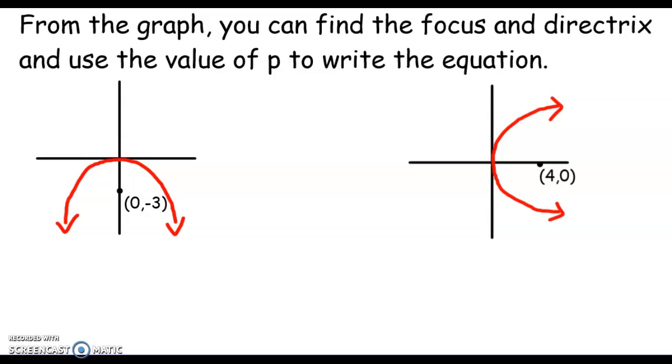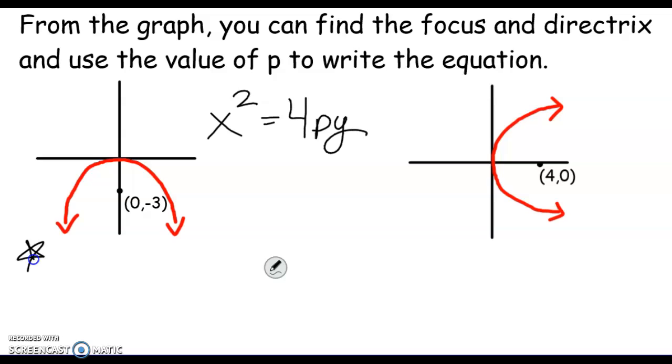For these exercises, it says, from the graph, you can find the focus and the directrix, and use the value of P to write the equation. Okay, so let's start by looking at this first one. As I look at it, does it open up and down, or side to side? It's up and down. So therefore, I know that it's going to be x squared equals 4py.